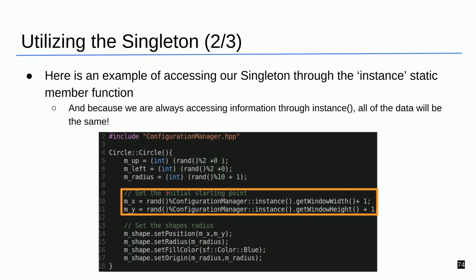And then in my other Circle class, I can now use ConfigurationManager, get the instance that we always get, and get the window width and then the window height. Because we're always accessing information through instance, all the data will be the same.